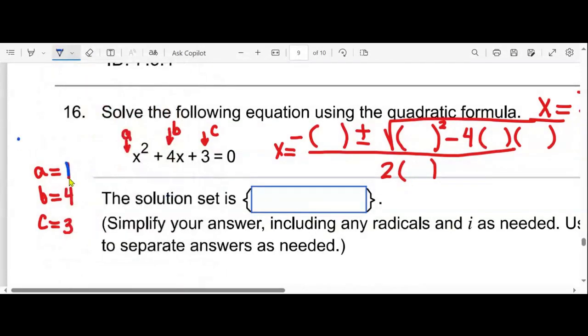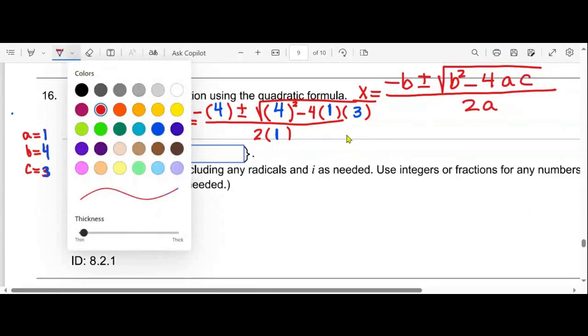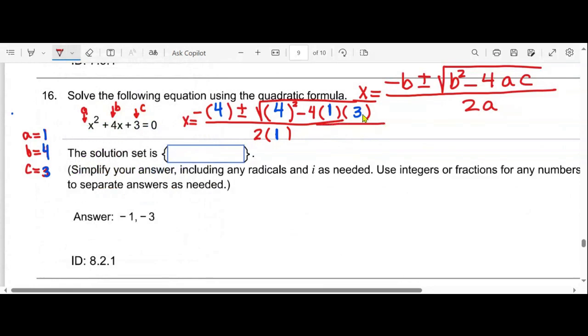Okay, so A is how much? A is 1. Right. Okay, so I'm going to put 1 here. How much is B? 4. So put 4 here. And 1 is here. What about C? 3. Okay. Now, what should I do next?